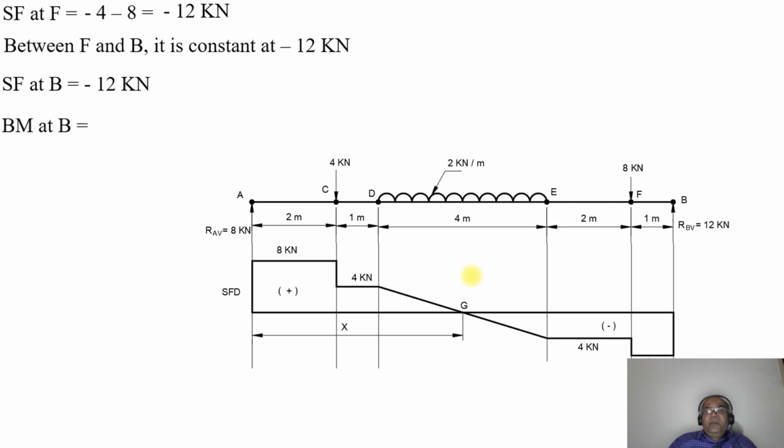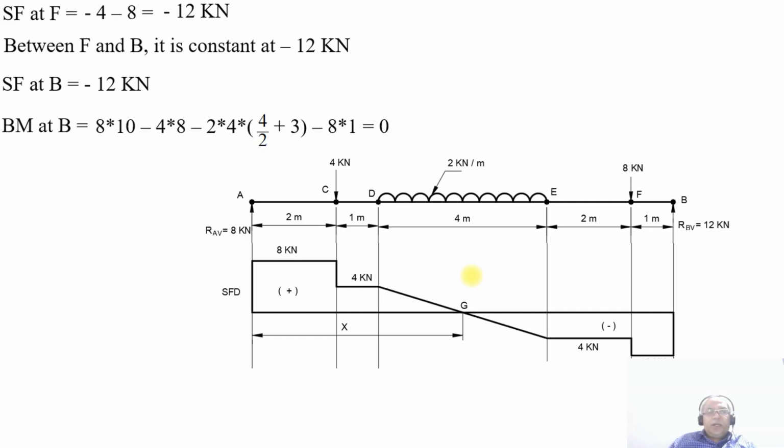Now, what is going to be the bending moment at the point B? So the bending moment at the point B will be equal to plus 8 into 10, then minus 4 into 4 into 8, minus 4 into 2 into 4 by 2, plus 3, minus 8 into 1, and it will be equal to 0.